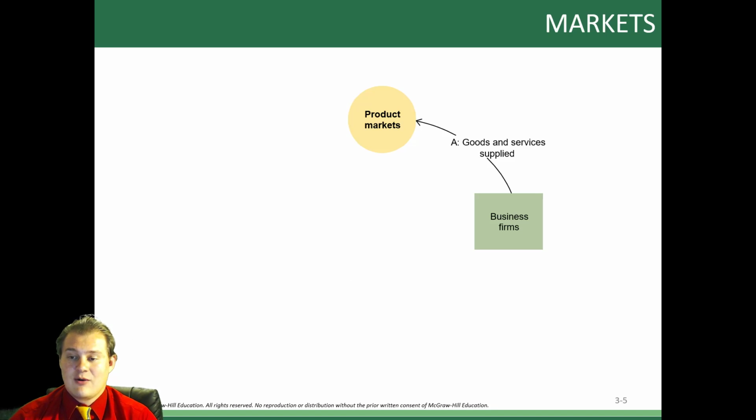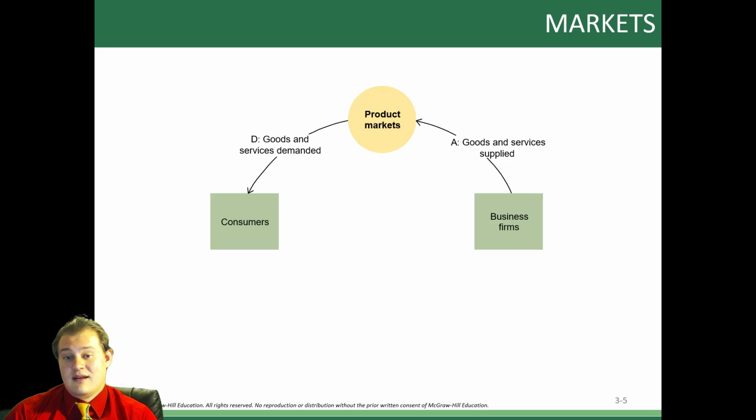Number one, we start with businesses. You have businesses on the right, and guess what businesses do? They give us goods and services. That's a product market, because those are products. Goods and services are a product for us. These goods and services are demanded, and we as consumers buy them. So businesses provide goods and services, which are products.